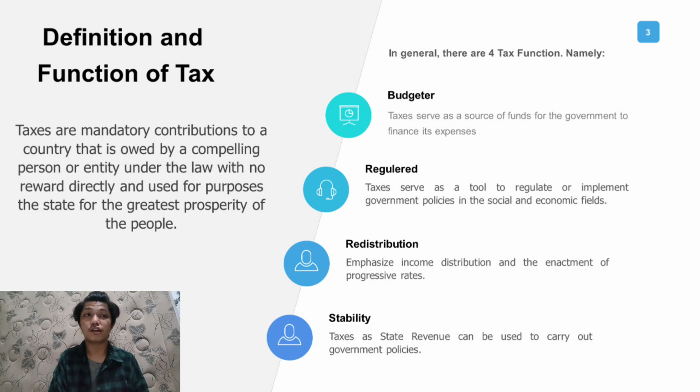Number 2 is regulator. Taxes serve as a tool to regulate or implement government policy in the social and economic field. Number 3 is redistribution. Redistribution emphasizes income distribution and the enhancement of progressive rates. Number 4 is stability. State taxes as state revenue can be used to carry out government policies.